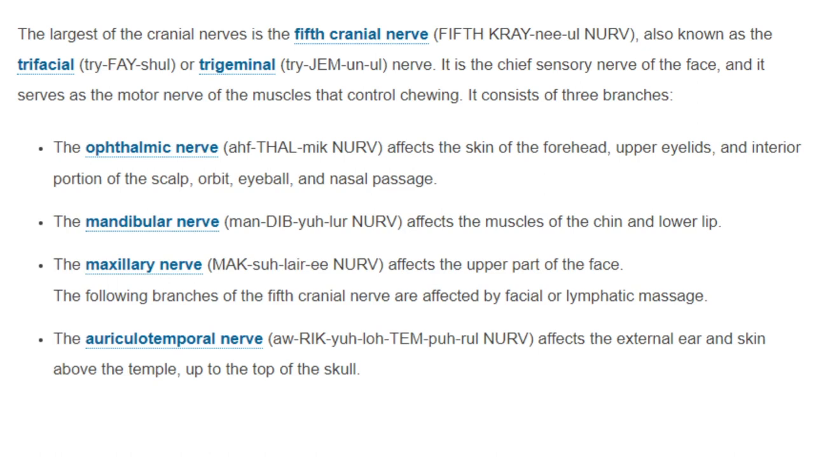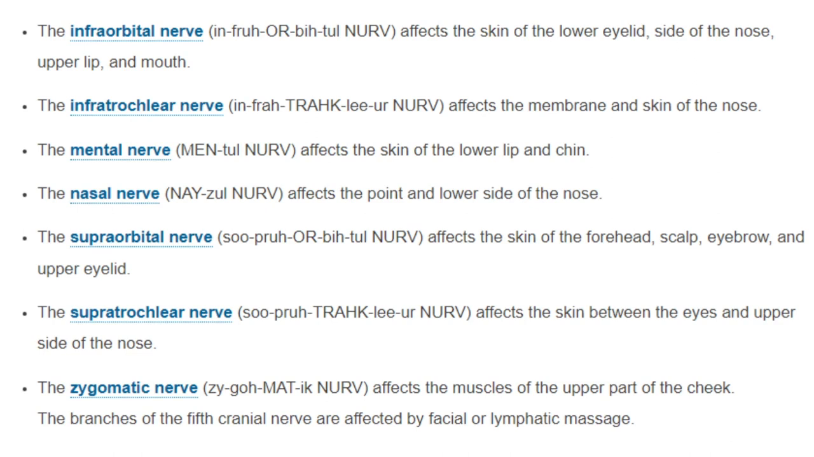The following branches of the fifth cranial nerve are affected by facial or lymphatic massage. The auriculotemporal nerve affects the external ear and skin above the temple, up to the top of the skull. The infraorbital nerve affects the skin of the lower eyelid, side of the nose, upper lip, and mouth. The infratrochlear nerve affects the membrane and skin of the nose. The mental nerve affects the skin of the lower lip and chin. The nasal nerve affects the point and lower side of the nose.